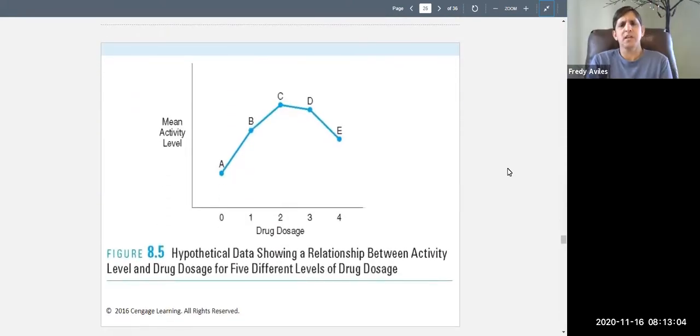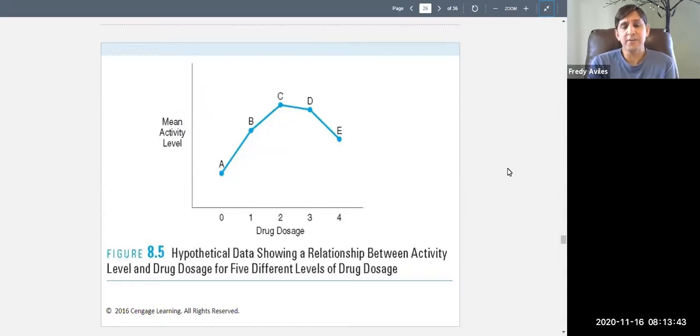And here's another example for you guys, just a graph here. It says hypothetical data showing a relationship between activity level and drug dosage for different levels of drug dosage, okay? Mean activity level is just how active participants are on average. So depending on dosage, we have the group of people that got 0 drug dose. They didn't get any of the drug. And then you have those that got 1 dose of the drug. And then you have those that had 2, and then 3 and 4.